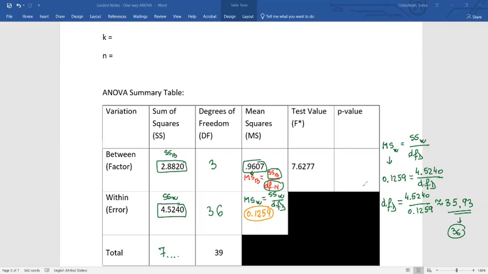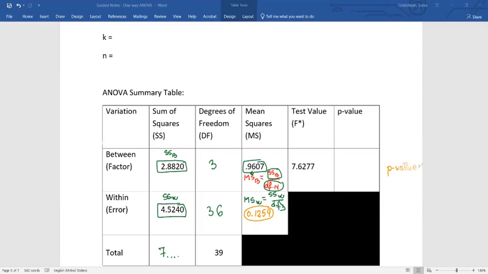And the only thing that's left to do now is to find the p-value. I have all it needs to find the p-value, and I'll just write it down here. How do we find the p-value? Using the F distribution, p-value is FCDF from test value F, which is 7.6277 to E99. And don't forget to put the 2 degrees of freedom, the numerator first and the denominator last. And use the calculator to find that.